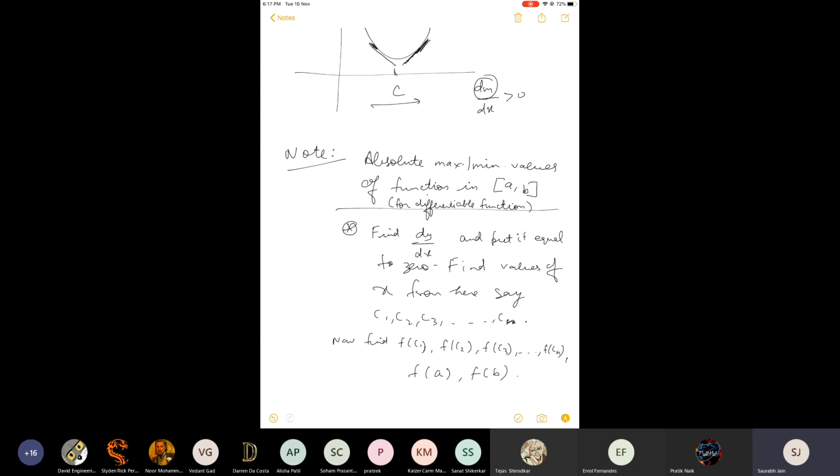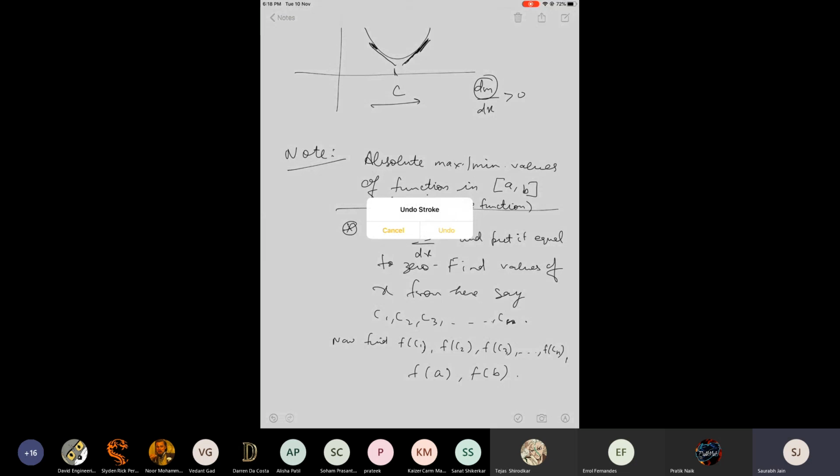That's it. So what you will do for a closed interval, you put dy by dx equal to 0 and find values of x. You will get some values of x, and also you have two endpoints of the interval, that is a and b. What you do? You find the value of the function at all these values. Whichever is highest is the absolute maximum, and whichever is lowest is the absolute minimum. That's it. Okay. Simple way to remember, find absolute maximum and minimum.